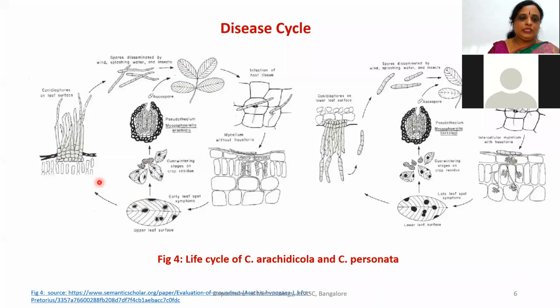Even this plant debris can also produce conidiophores. From these infected lesions, you can see the formation of conidiospores. These conidiospores can get disseminated through wind, insects, utensils or any other way. Once they land on the host, they germinate. How do they germinate? These ascospores or conidiospores produce a germ tube. This germ tube enters into the host tissue. This is the process of infection, how it is happening.